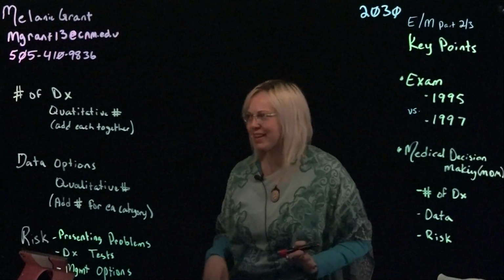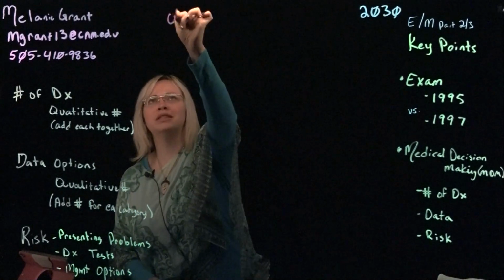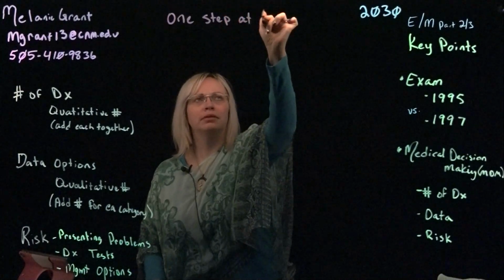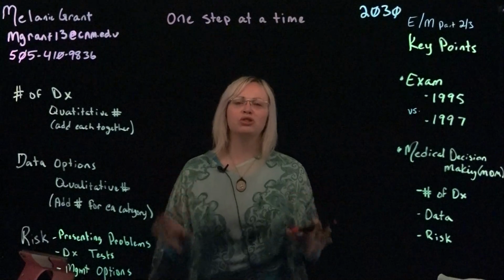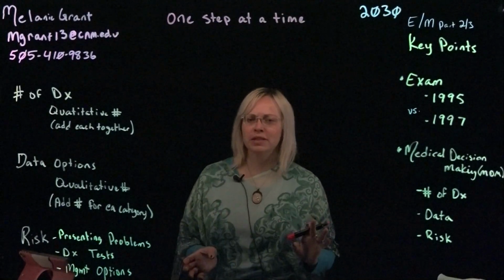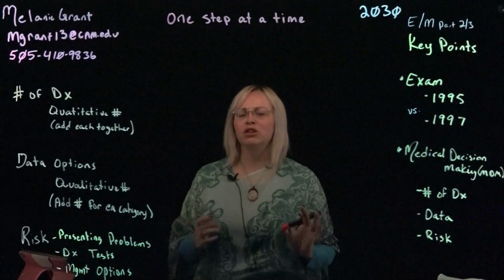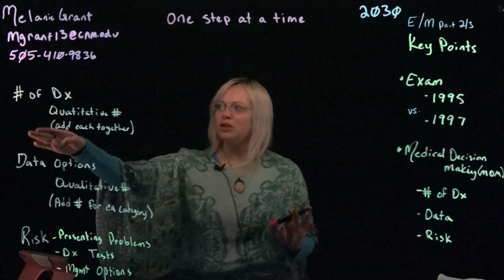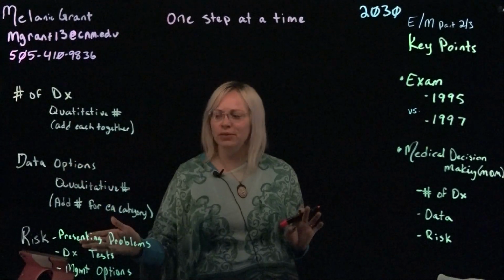Okay, so first thing I want to say is take it one step at a time. It's very easy to get lost when you're looking at your MDM because there are so many different steps and each one has a couple of unique quirks, and then within those quirks you have to put them all together at the end to determine the overall MDM. So take it one step at a time. We first look at number of diagnoses, then data options, and the 3 levels of risk.